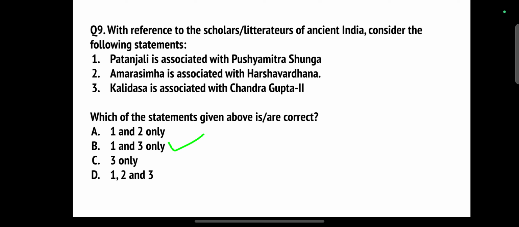Amarasima is associated with Harshvardhan. This is wrong. Amarasima was a Sanskrit grammarian and poet, and is said to be one of the 9 gems that adorned the court of Vikramaditya, that is Chandragupta II, who reigned around 375 CE, whereas the king Harshvardhan was around 7th century AD. Third, Kalidas is associated with Chandragupta II. This statement is also correct. Kalidas was one of the 9 jewels of Chandragupta II, that is Vikramaditya's court. So the correct answer is B, 1 and 3.